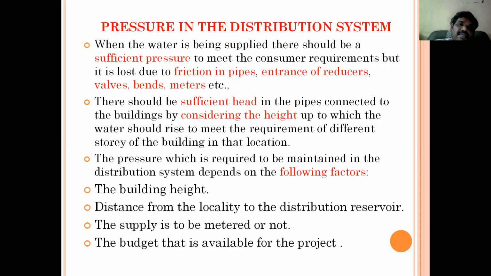Understand what it is here. The first point we have seen is that sufficient pressure has to be maintained, but it is being lost because of the friction in the pipes, entrance of reducers, valves, bends, meters, etc. See here, we have seen different types of valves, and meters also we have seen. While the water is entering from the inlet and passing out through the outlet, automatically the flow will be calculated. We have seen one type of meters in the previous class, that means displacement type meters.